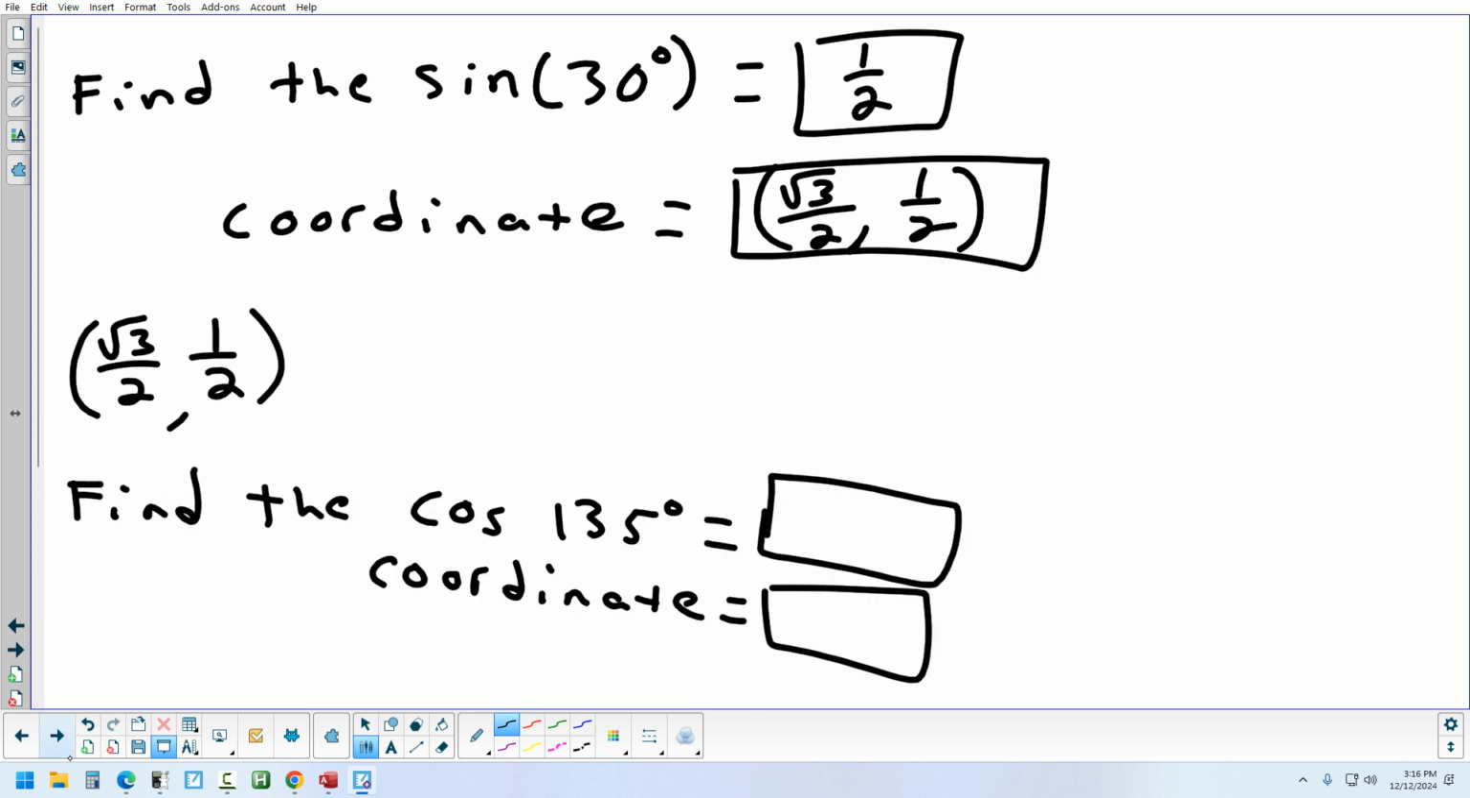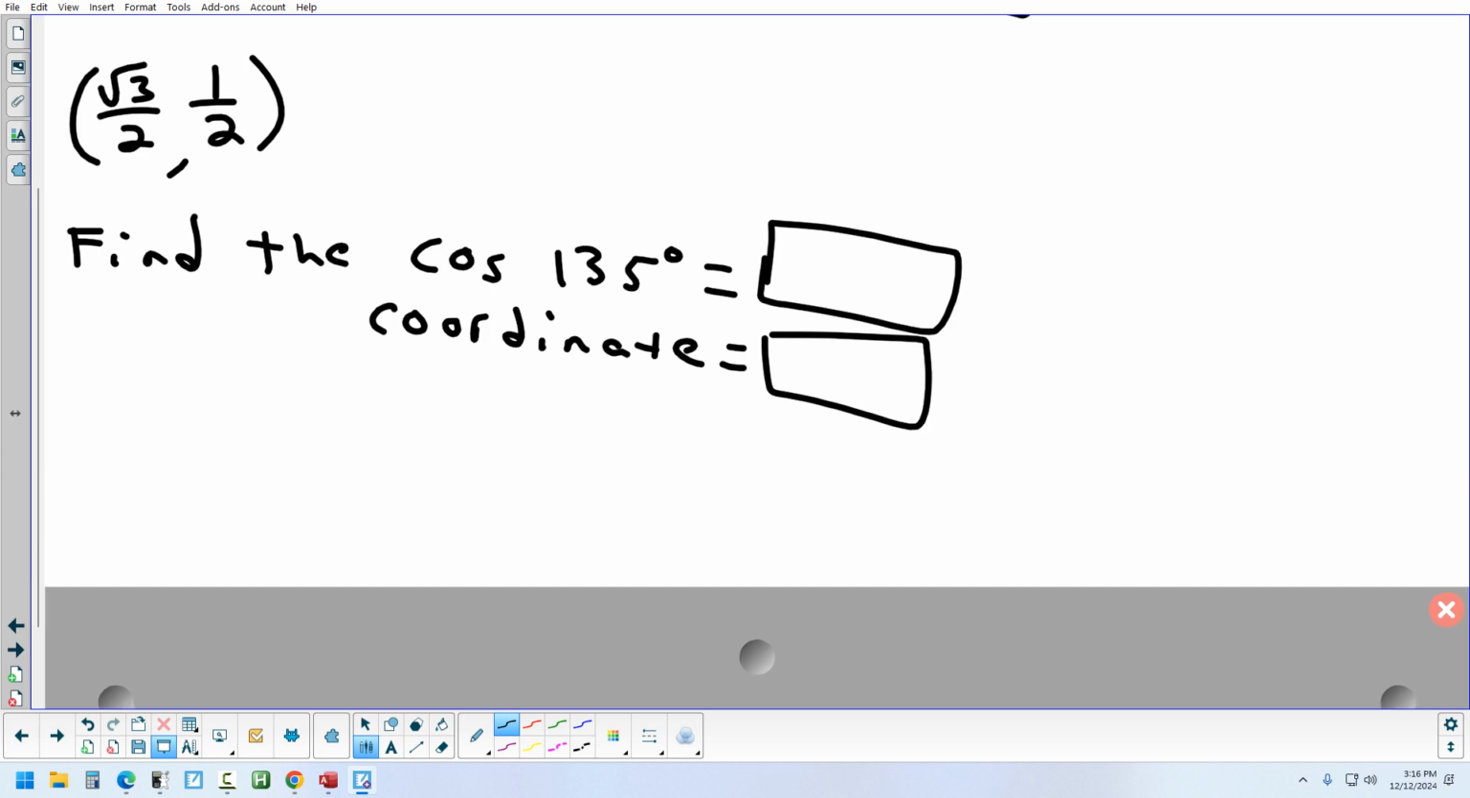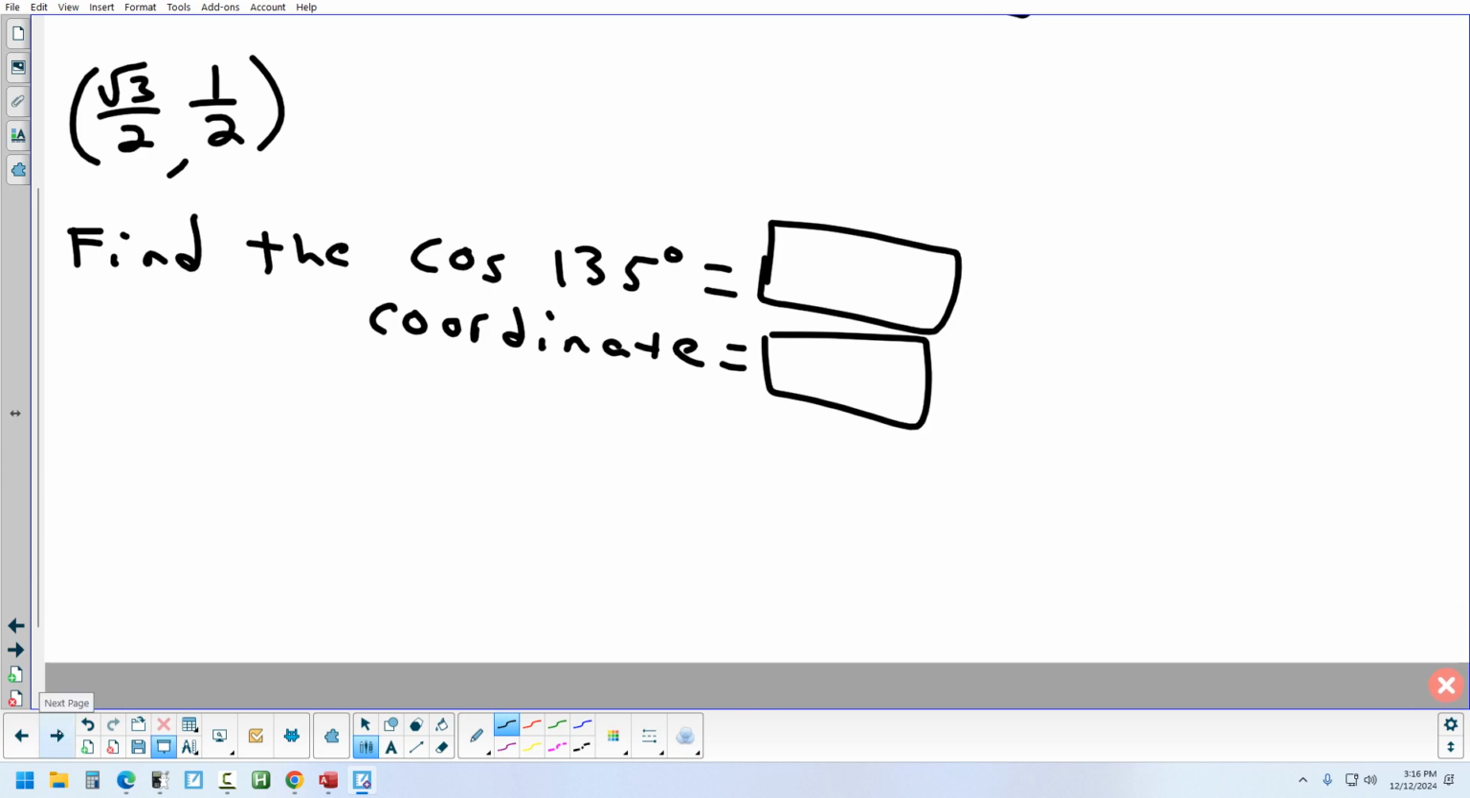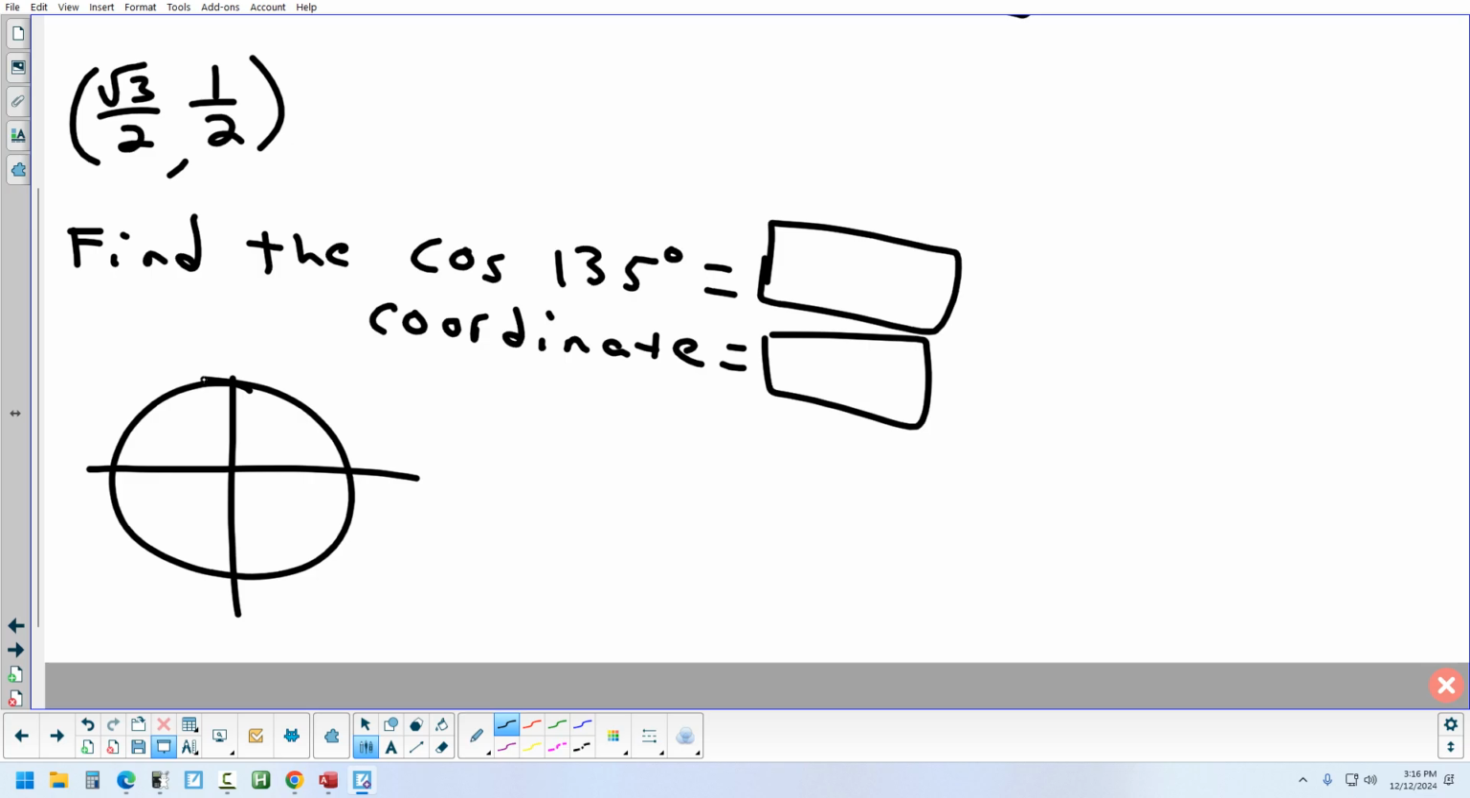All right, let's look at the cosine of 135. Okay, so we have trouble because that's not in quadrant 1. We can draw it. Where's 135? Quadrant 1, 2, 3, or 4? Quadrant 2. Yep, it's in quadrant 2. Closer to the x, closer to the y, or right in the middle? Yeah, 135 is right in the middle.